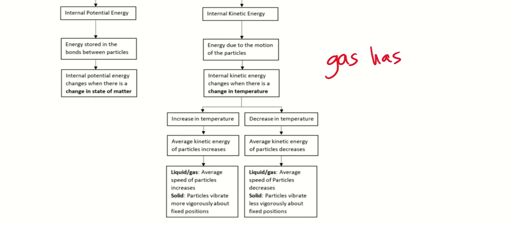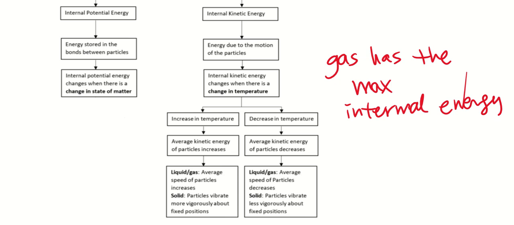Gas has the maximum internal energy, whether in terms of kinetic or in terms of potential. Therefore, solid has the minimum. The particles are very close together, so their potential energy is very low. The particles vibrate in their fixed positions. They are not moving around, so their kinetic energy is the lowest. So in summary, gas has the maximum internal energy compared to the other two states.